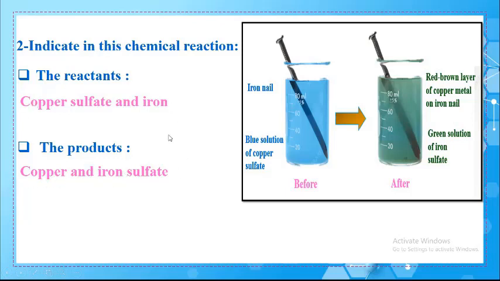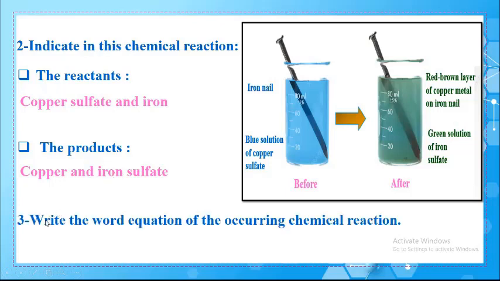Now, represent the chemical reaction here. Could you write the word equation of the occurring chemical reaction? Yes, the word equation has some conditions. Plus between reactants, plus between products, arrow between reactants and products. Don't forget. Yes, pause the video and try by yourself. Good. It's copper sulfate plus, that stands for the words reacts with, iron, arrow that stands for to give, iron sulfate, plus that stands for and, copper.